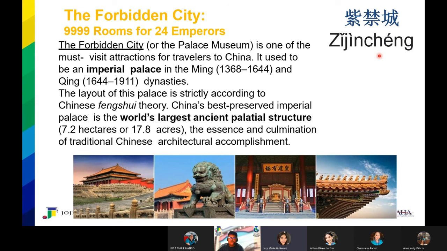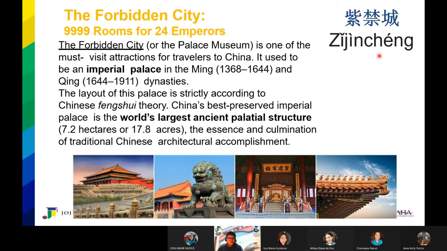or 17.8 acres, the essence and culmination of traditional Chinese architectural accomplishment. So the Forbidden City was the palace of China during the imperial Ming and Qing dynasties. The layout of the Forbidden City strictly follows feng shui. That's feng shui, how you pronounce it, right? So this is one of the best architectural marvels in history, no?